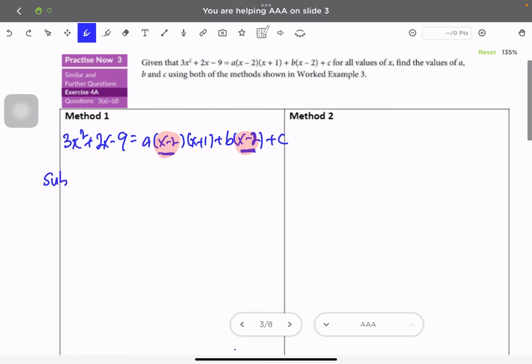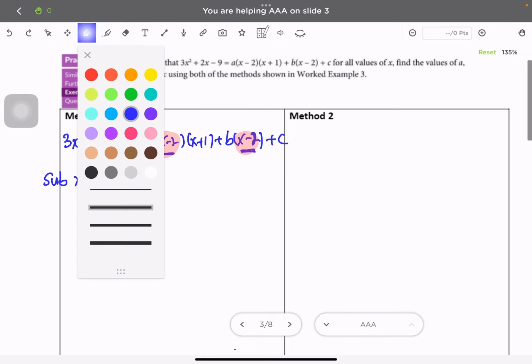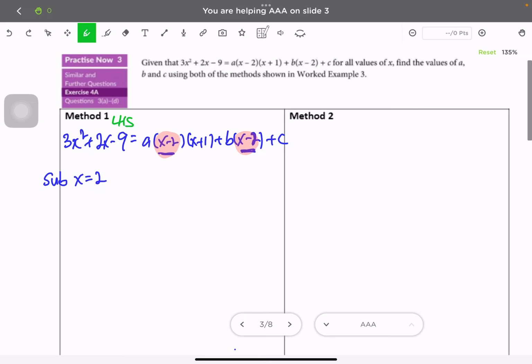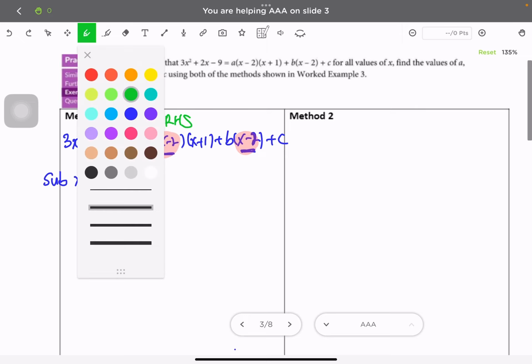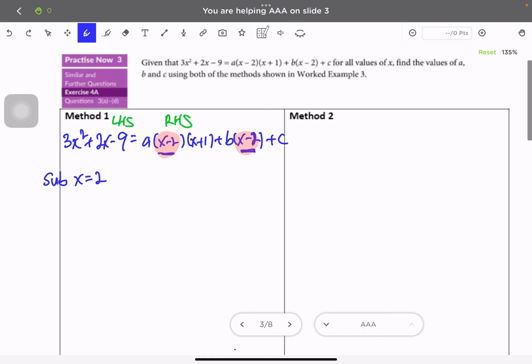So I sub x equals to 2. So when I substitute, this is called the left hand side. Okay, this is called the right hand side. Looking at the left hand side, I must substitute the 2 inside: plus 2 minus 9. If I substitute x equals to 2 here, 2 minus 2, this will be 0. So the whole thing here will become 0, correct? So this will be 0.